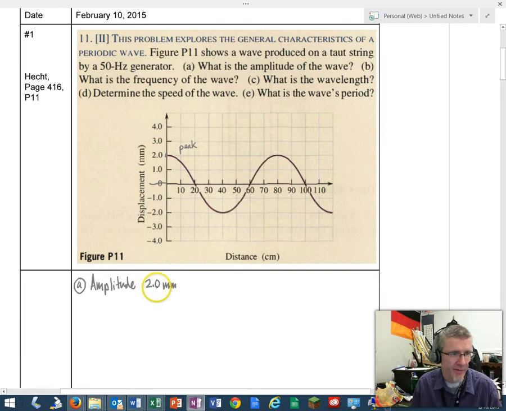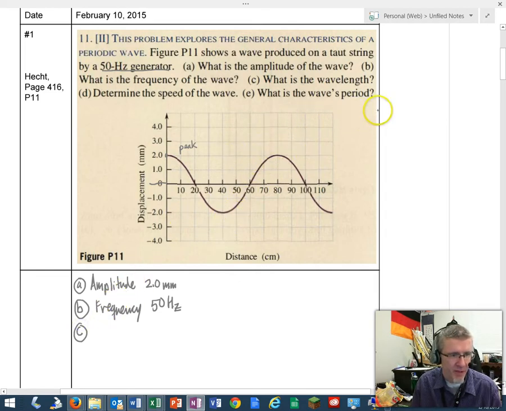Then the frequency of the wave, if we are getting this wave being produced by a 50 hertz generator, then that's our frequency. Our frequency is 50 hertz. That's frequency 50 hertz, 50 cycles per second. Nothing tricky about that. Then C, what is the wavelength?